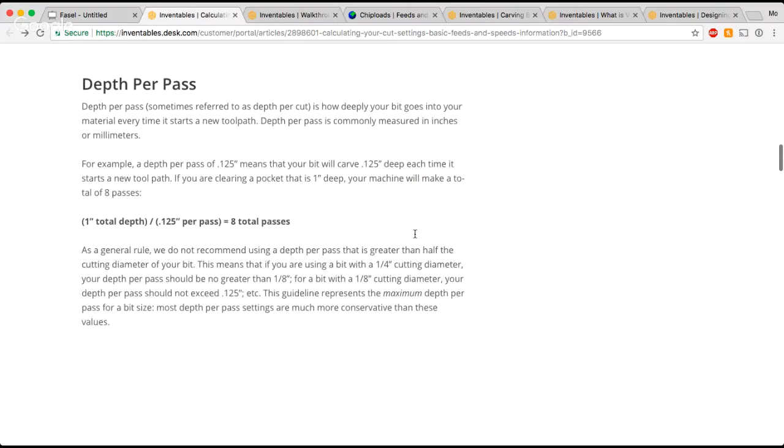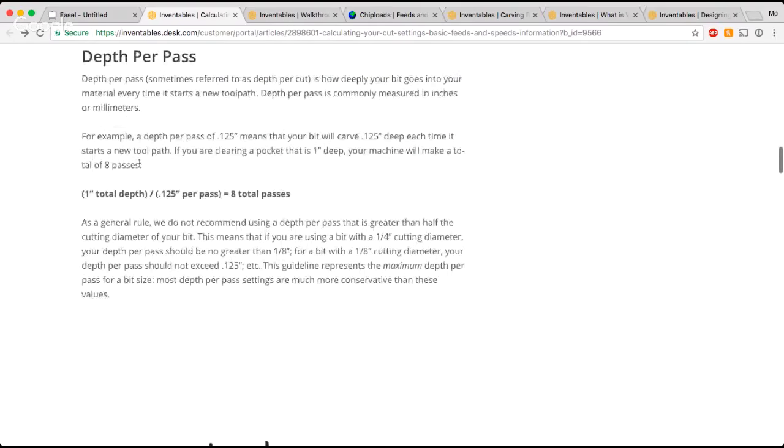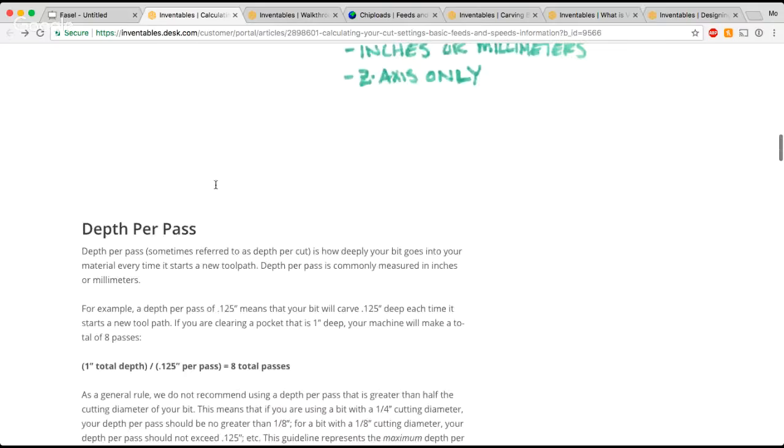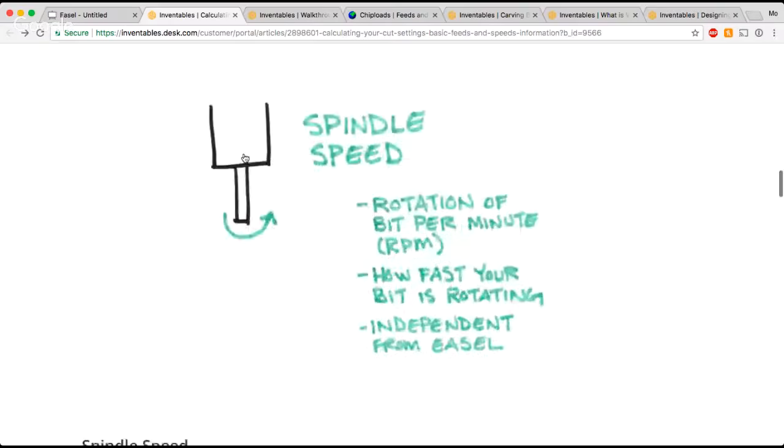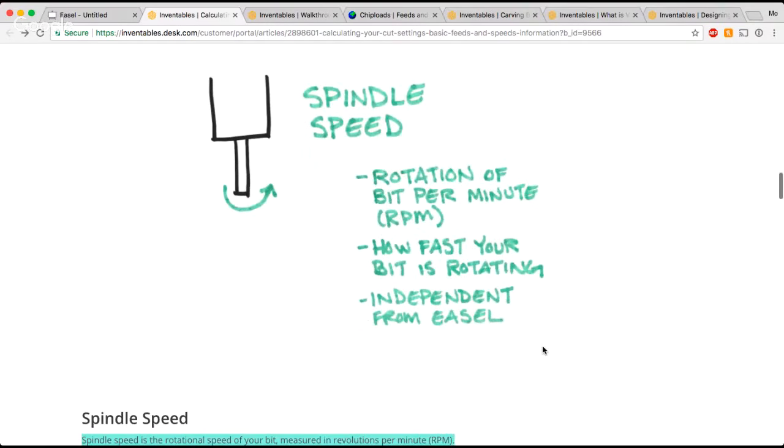The next, oh yeah, there's this helpful text here if you want to learn about how to increase the efficiency of your depth per pass based on how deeply you want to carve. There's a nice little description here, but I'm going to skip through that right now and just give you the basic concept about what depth per pass is. The next thing I want to talk about is spindle speed.